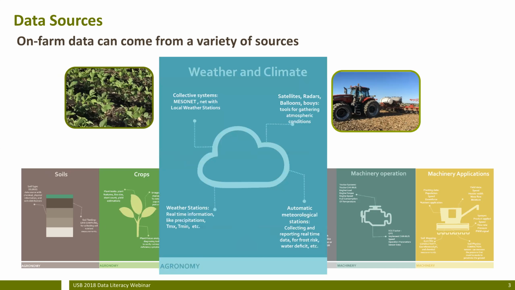On the weather side, farmers have access more readily to any information collected from local weather stations, real-time information on precipitation and temperature, or any information from meteorological stations, collecting real-time data on frost and water deficit.